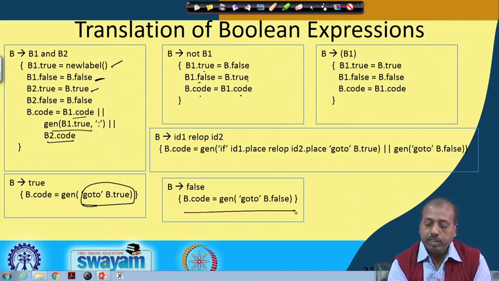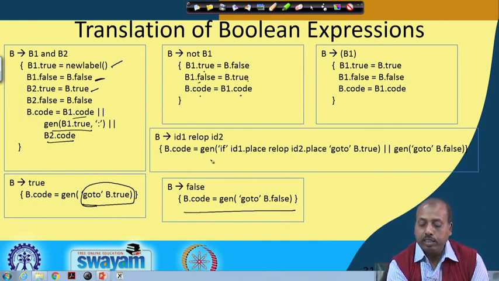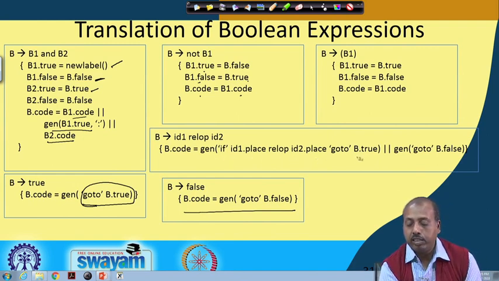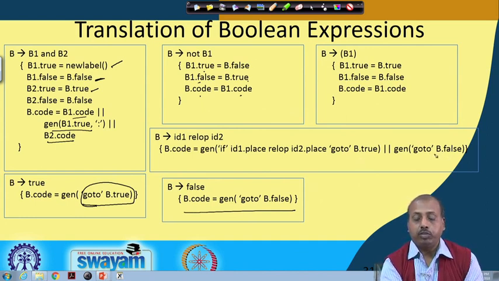Similarly, B.false is like this. Now, id1 reloop id2. This will generate two statements. If id1.place relational operator id2.place go to B.true, otherwise it will go to B.false. So, that way this id1 reloop id2 will be done.